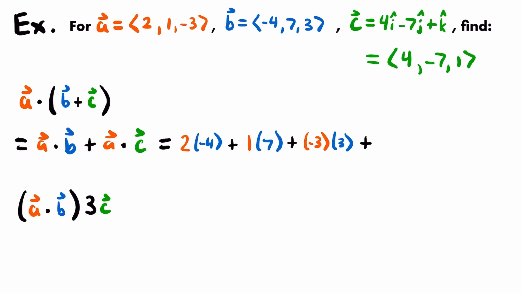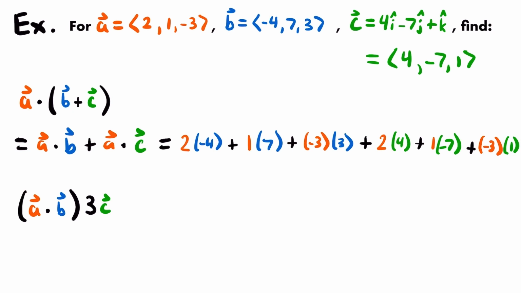So now let's do that. We're going to multiply the x components of vector A and vector C together. So we'll have 2 times 4. Then we'll add that to multiplying the y components together. So that will be 1 and negative 7. So I'll write 1 times negative 7. And then we'll add that to multiplying the z components together, which are negative 3 and positive 1. So we'll have negative 3 times 1.